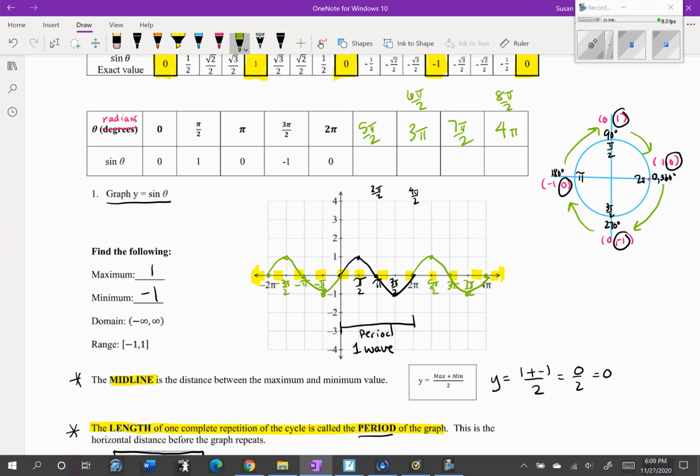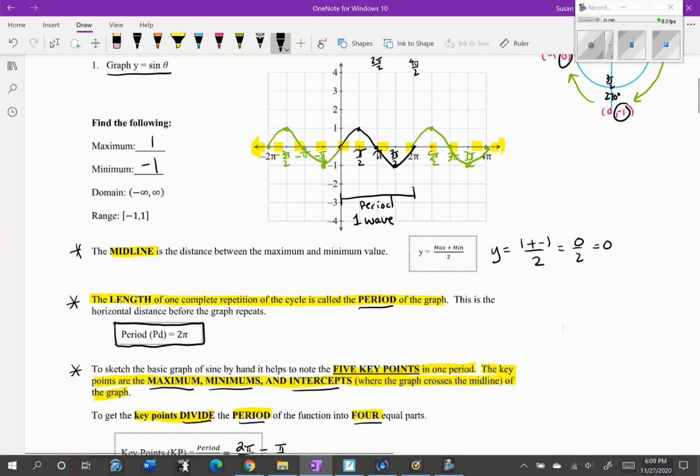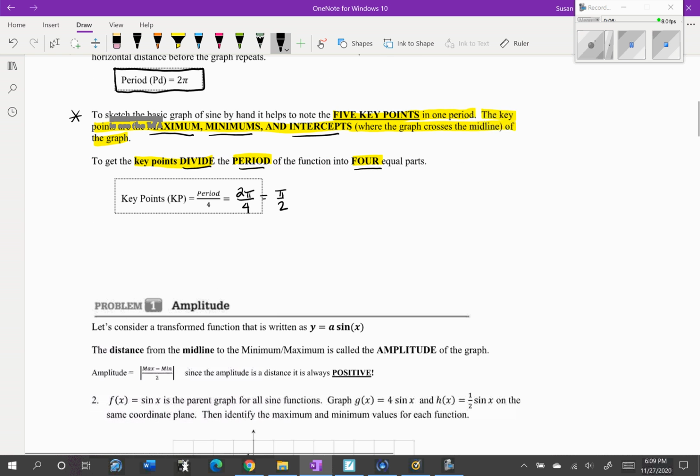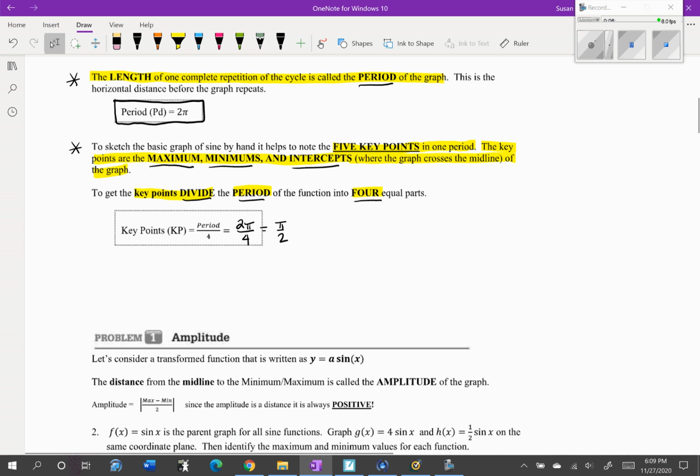So now I see 3 waves on my graph, so 3 times around my circle. So we did a negative direction and we did 2 positive circles. So again, it just repeated those values. So it went from 0, 1, 0, -1, 0 to 1, 0, -1, 0. So you're just going to keep repeating those values over and over. So that's for the parent graph of our sine equation.